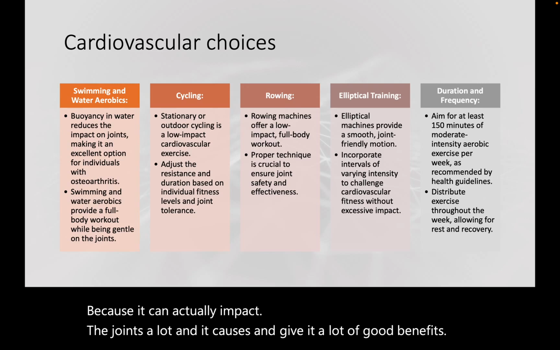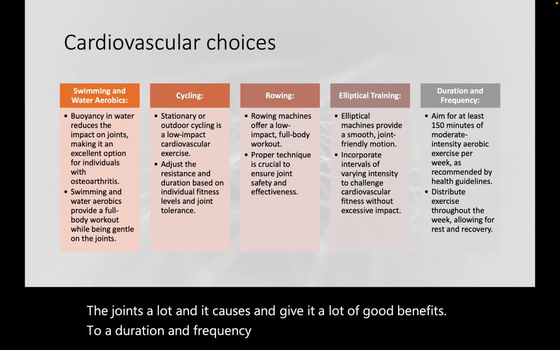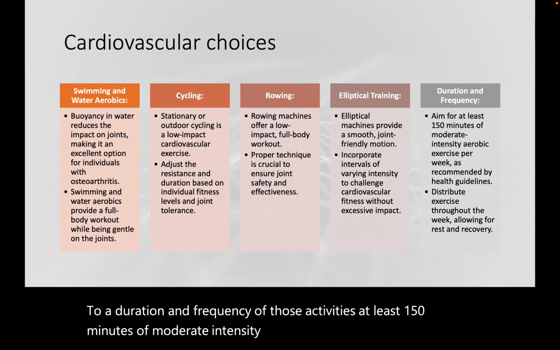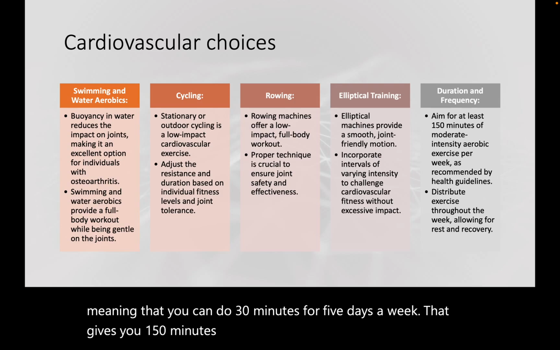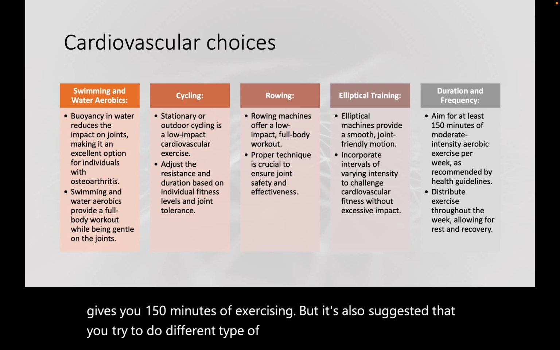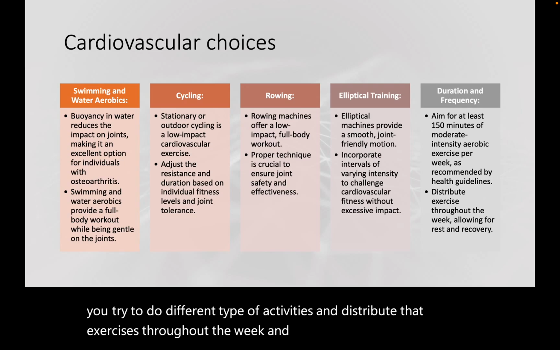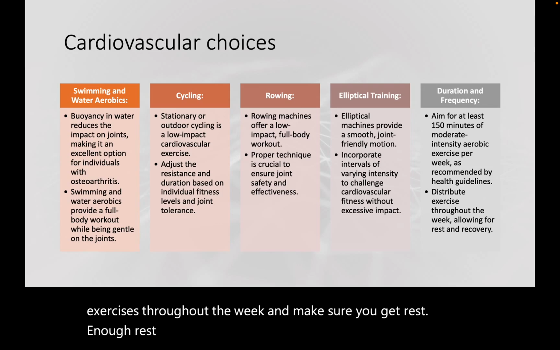For duration and frequency of those activities, aim for at least 150 minutes of moderate intensity aerobic exercise per week, meaning that you can do 30 minutes for 5 days a week. That gives you 150 minutes of exercising. But it's also suggested that you try to do different types of activities and distribute the exercises throughout the week, and make sure you get enough rest so you can actually do more.